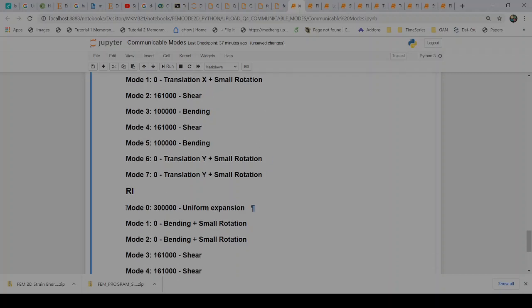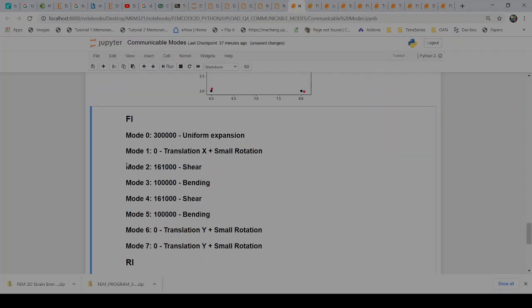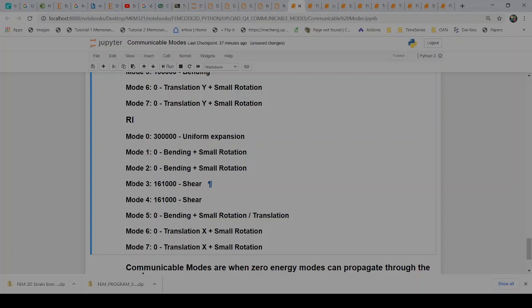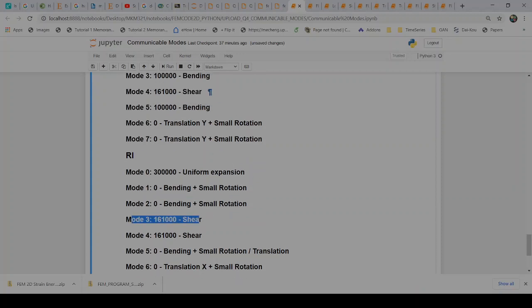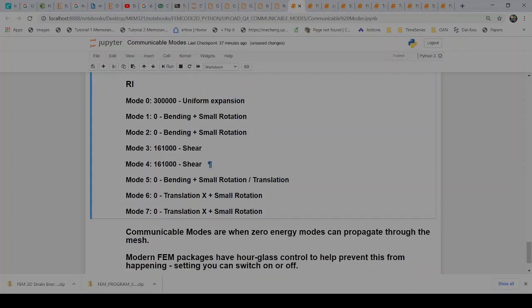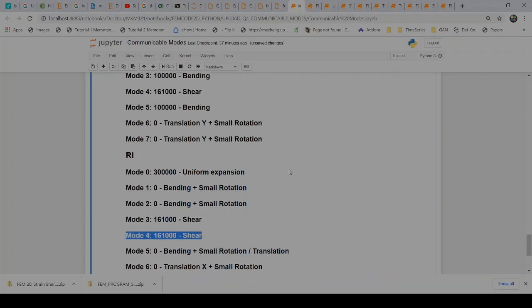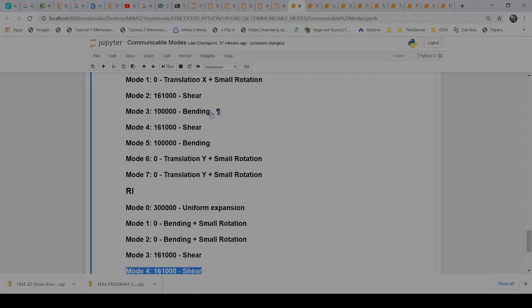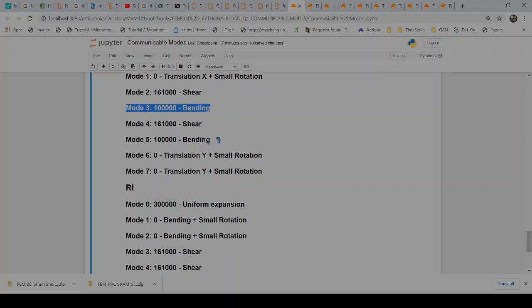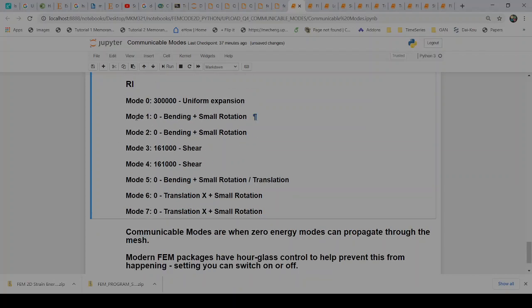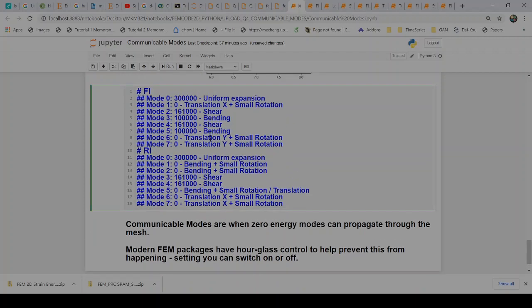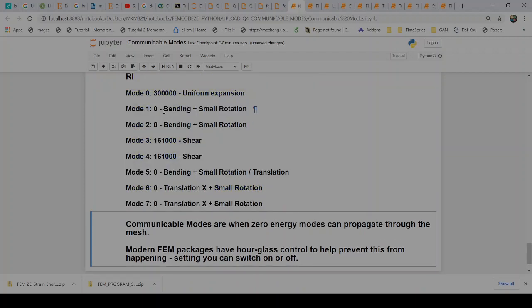The uniform expansion, exactly the same. The shear, exactly the same. It happens for different modes, though, but that's not so important. The shears are exactly the same. What's happened is all our bending modes have become, essentially, zero energy modes. So every time you see the word bending, it was essentially associated with exactly zero strain energy. Can you see that? With zero strain.